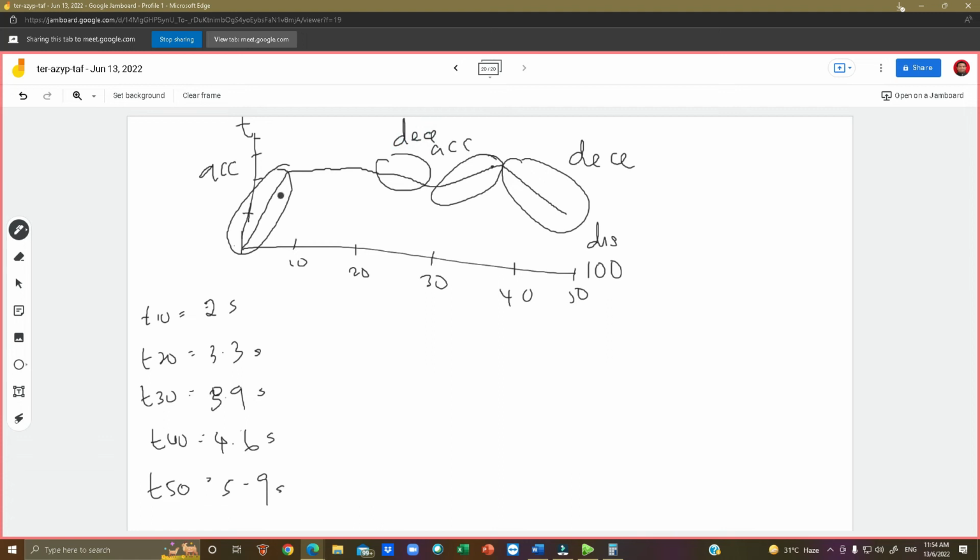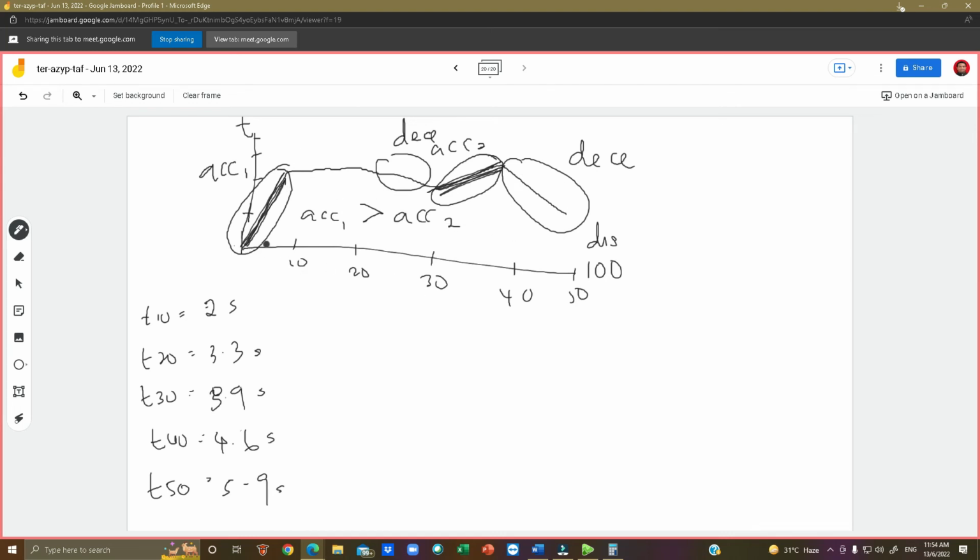And then if we compare acceleration 1 with acceleration 2, the steepness of this one is steeper than this one. Means that acceleration 1 is larger compared to acceleration 2. Okay, so now let's try to find out how much velocity we have here. Let's try to find out that first.